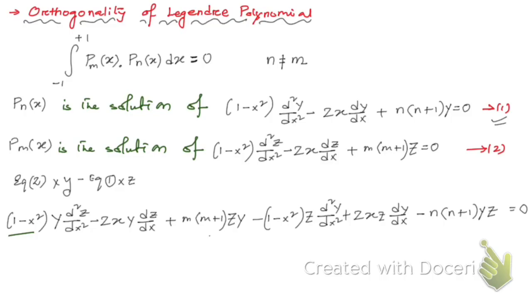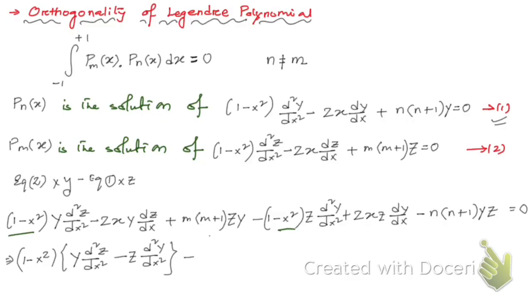1 minus x square is common. So let me write 1 minus x square. If we take it common, then within the bracket we end up getting y times this term, then minus this term. Hope you have understood this. Now let me copy this term and write it here. So this is what we have got after taking 1 minus x square common, right? Now let me close the bracket, minus.